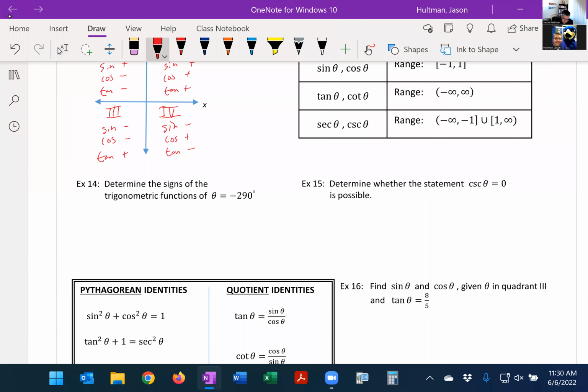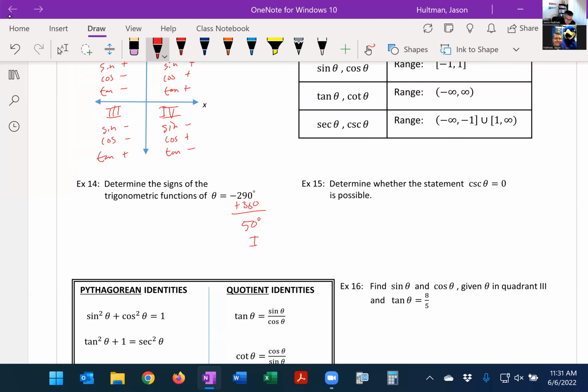Okay, example 14, determine the signs of the trigonometric functions of theta equal to -290. So I'm going to find my coterminal angle here to figure out which quadrant this is actually in. I don't want a negative angle, I really want a positive one. So I'm going to add 360 to this. If I add 360, I get 50 degrees. So if I get 50 degrees, that's in quadrant 1, where everything is positive.